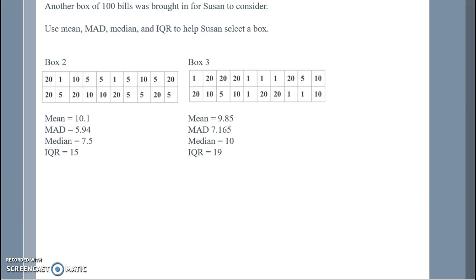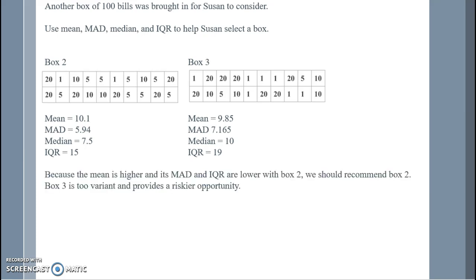And further, the IQR is more spread out since the range between the first and the third quartiles is 19, which is higher than the interquartile range of box 2. Because the mean is higher and its MAD and IQR are lower with box 2, we should recommend box 2 still. Box 3 is simply too variant and provides a riskier opportunity.